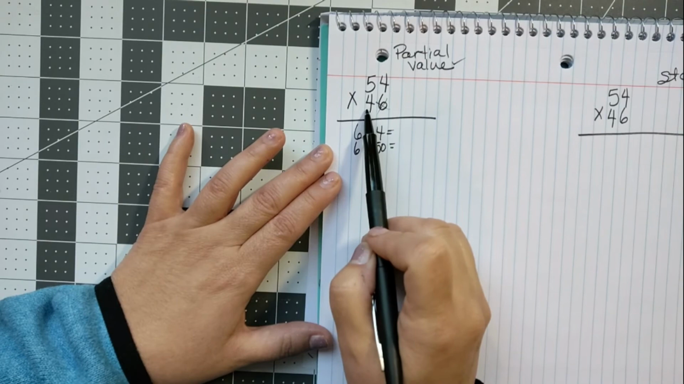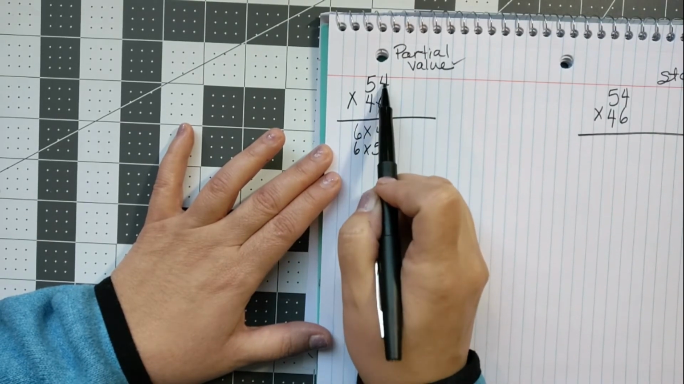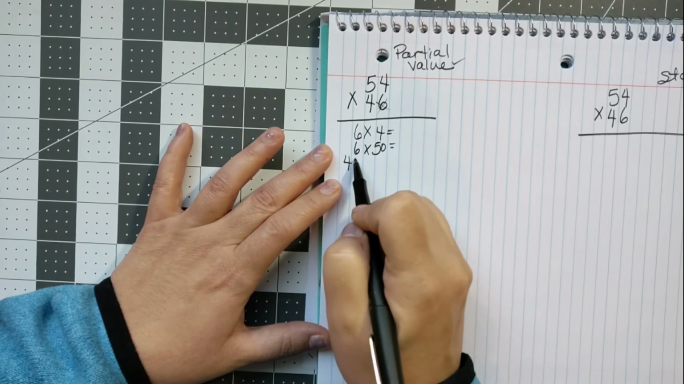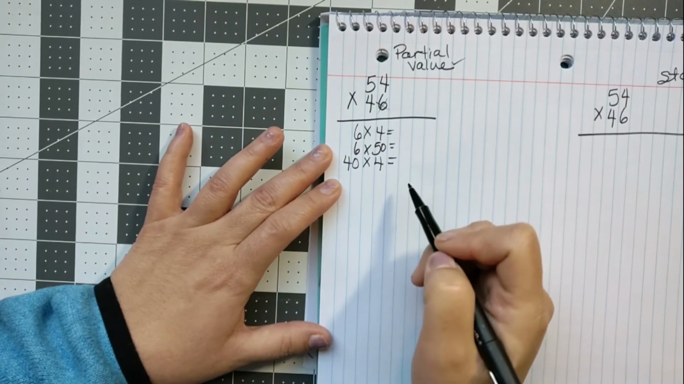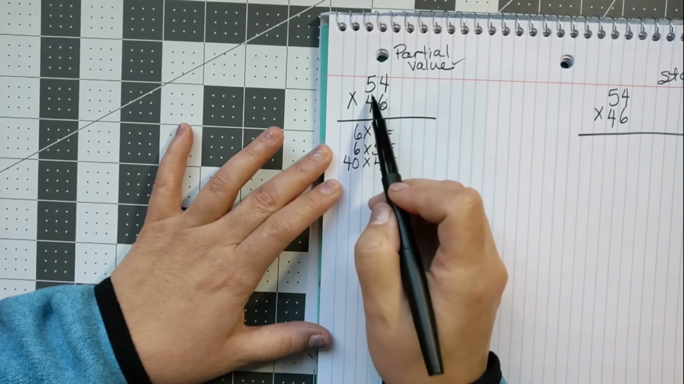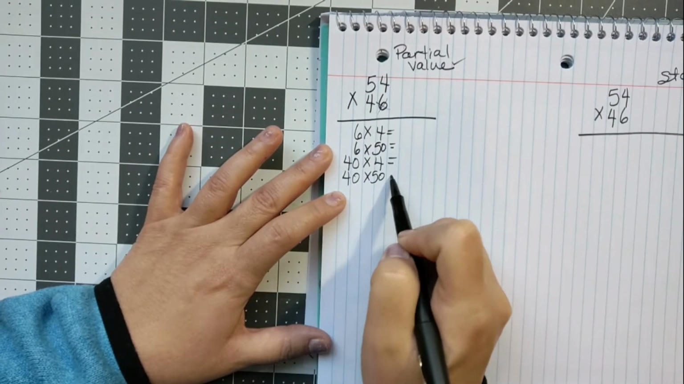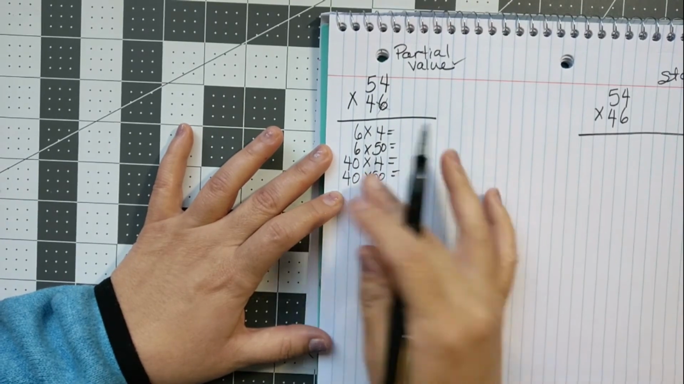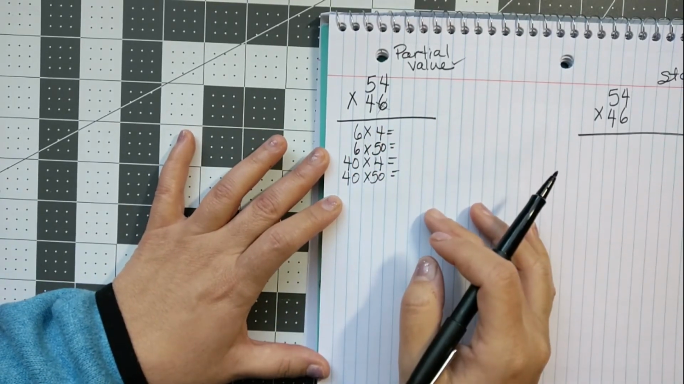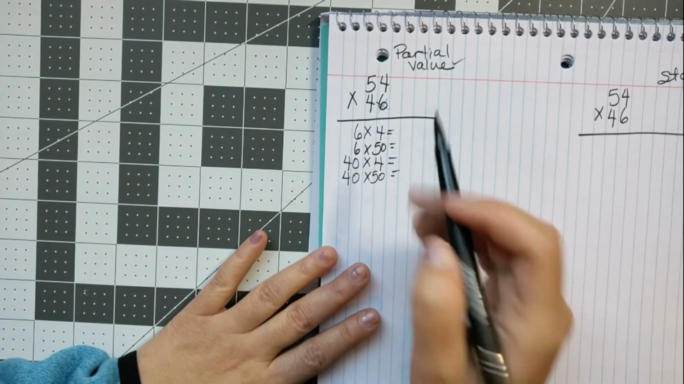Now we're going to move on to the next digit. 40 times 4. And then 40 times 50. Because this is worth 40 and that is worth 50. So once you have written down your problems, then work them out.